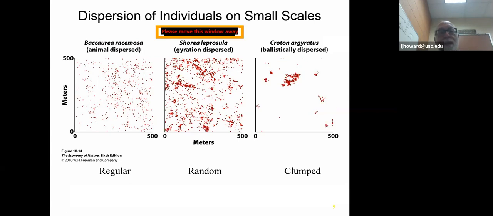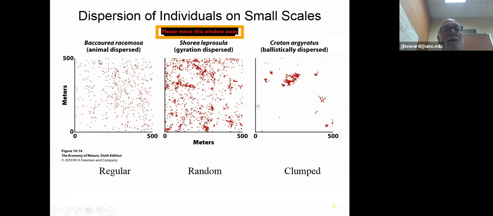After we mapped the plants, this is what we found. We found that some of them are kind of regularly dispersed. You can see that it's not that everybody is exactly the same distance from each other, but the relative distance between individuals is not that different. And these are animal dispersed.